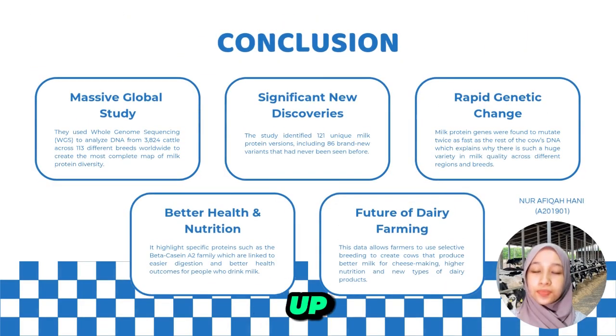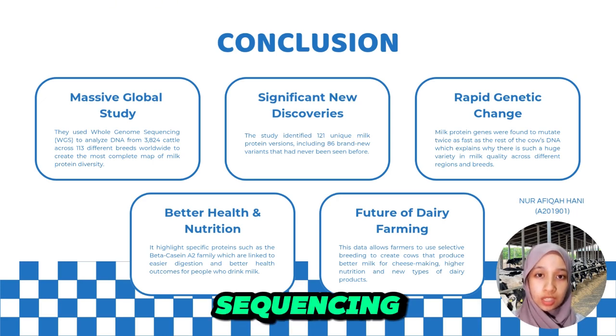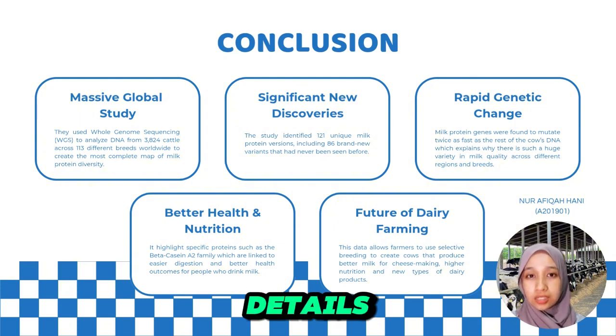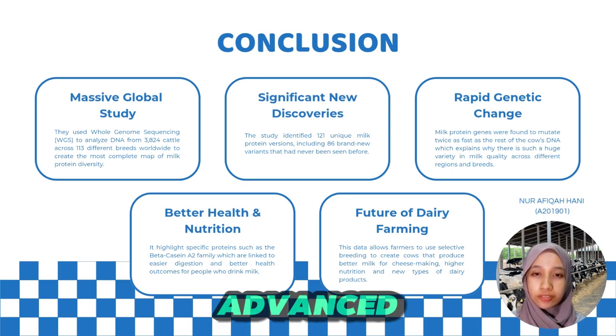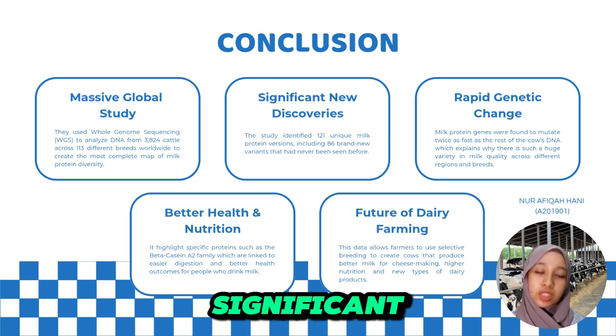To wrap things up, we think that this was a massive global study because they didn't just look at local cows. They analyzed DNA from over 3,824 cattle across 113 different breeds all over the world. And the real game changer here was using whole genome sequencing, which allowed them to see details that older testing methods simply couldn't catch. And because they used advanced tech, they made some significant new discoveries.